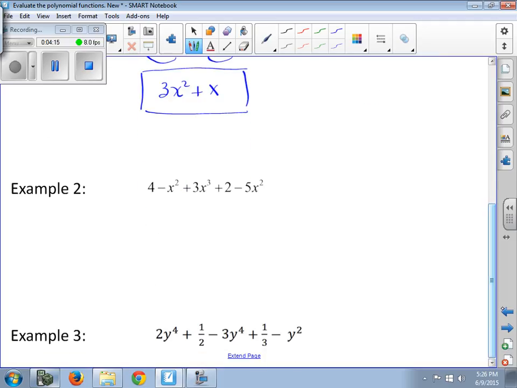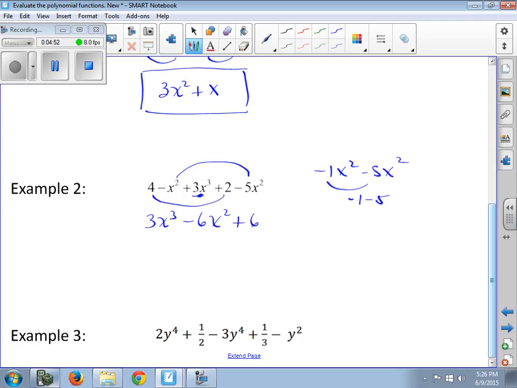Example 2. We want to combine like terms, and we want to leave them in descending order with the highest exponent first. So we'll start off. There's only one x cubed term, so we'll have 3x cubed. There are 2x squared terms. This is like negative 1x squared minus 5x squared. If we combine negative 1 and negative 5, you put negative 1 minus 5 in the calculator, you'll have minus 6x squared. So there's the x squared term, and then the constant terms are 4 plus 2, which is 6. So our final answer.